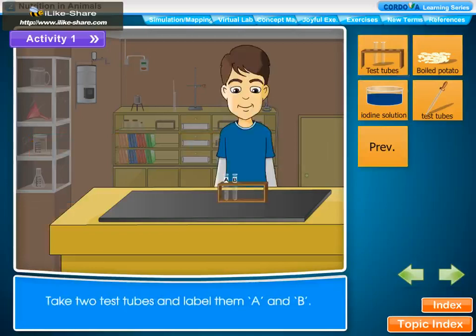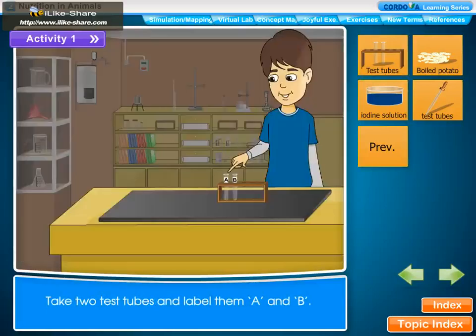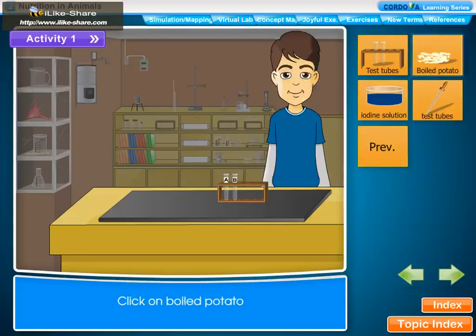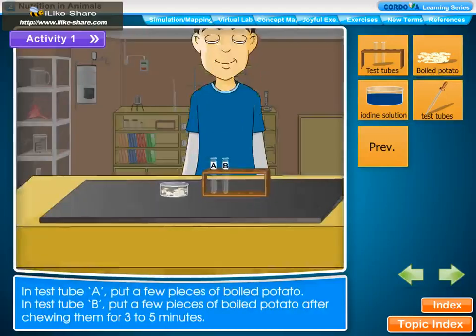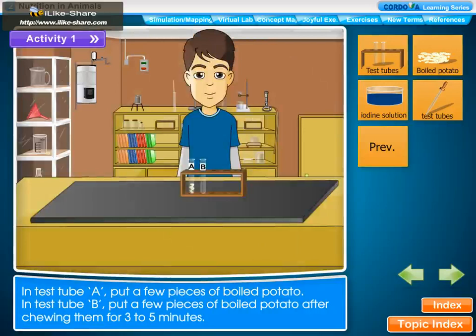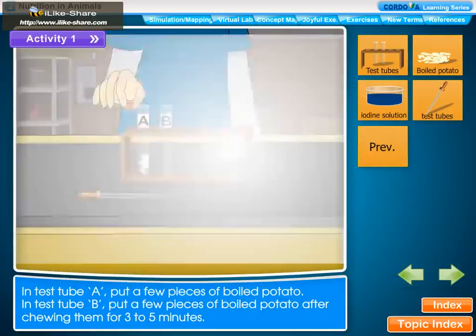Take 2 test tubes and label them A and B. In test tube A, put a few pieces of boiled potato. In test tube B, put a few pieces of boiled potato after chewing them for 3 to 5 minutes.